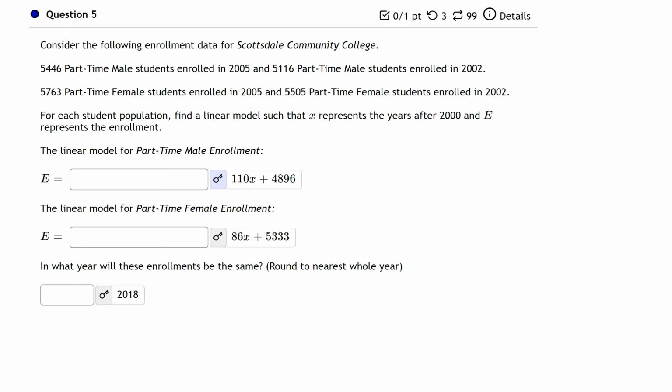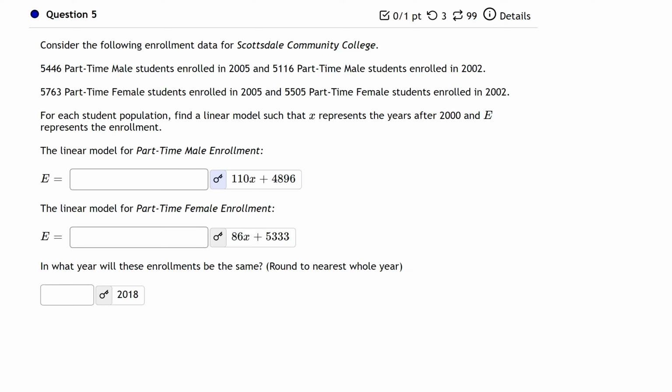Question 5 says, consider the following enrollment data for Scottsdale Community College, and then it gives you a bunch of numbers and years. After that, it says, for each student population, find a linear model such that X represents the years after 2000 and E represents the enrollment.